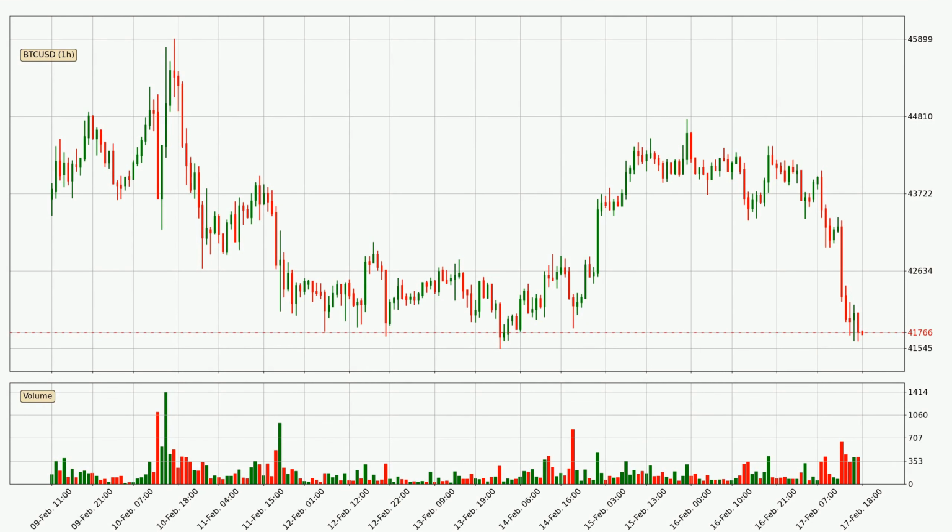Looking at the Bitcoin hourly time frame, the price moved quickly to the downside with around 4.8% in the last 24 hours, with a current price of $41,766. However, the volume wasn't especially high, so this move wasn't very strong.